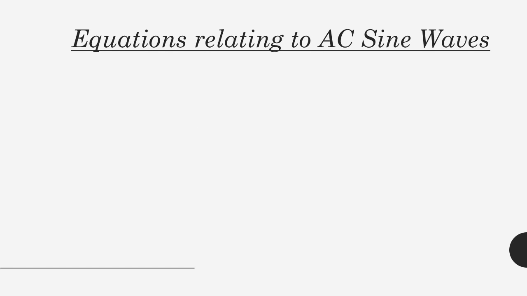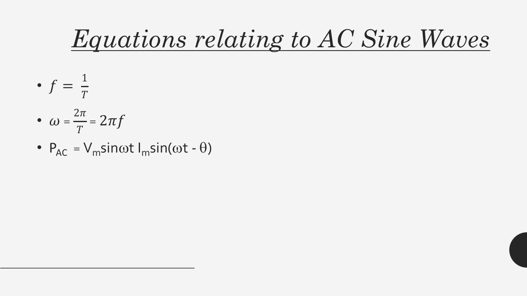Equations relating to AC sine waves include frequency equaling 1 over T, the period, lowercase omega equaling 2 pi over the period, which also equals 2 pi multiplied by the frequency. The power of an AC component is Vm sine lowercase omega t times Im sine lowercase omega t minus theta, similar to a DC circuit's P equals VI.